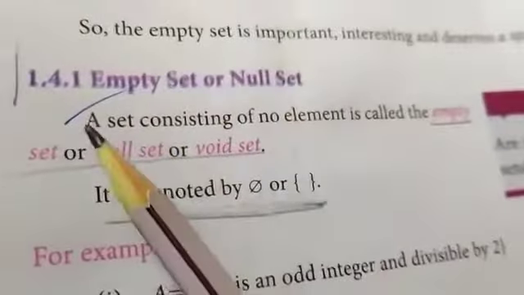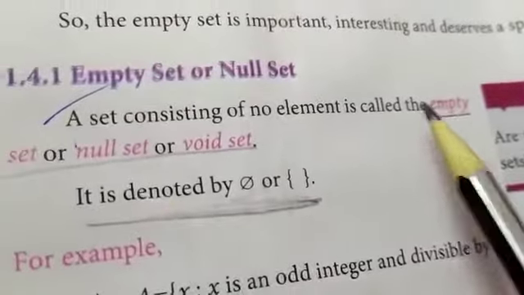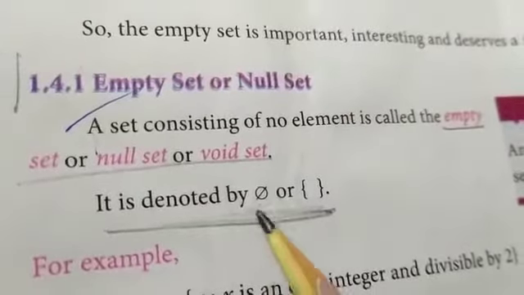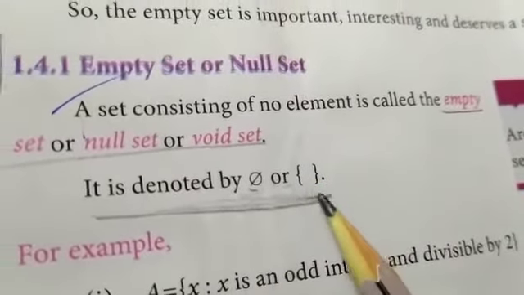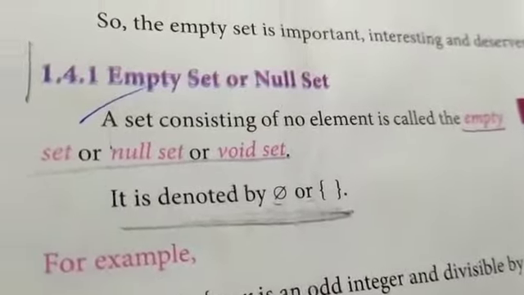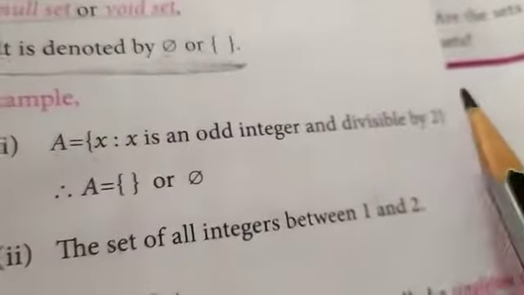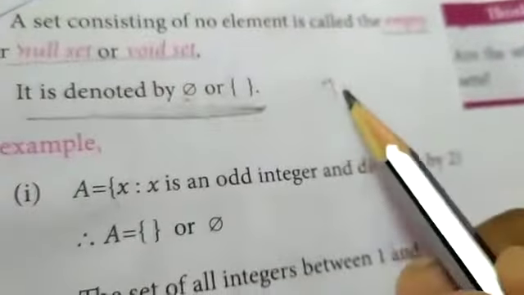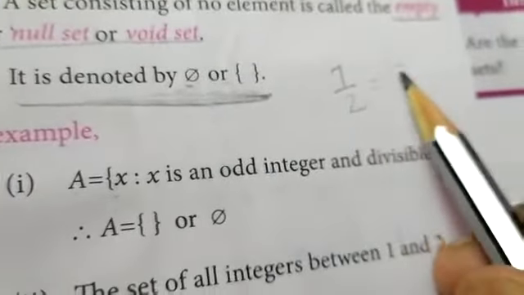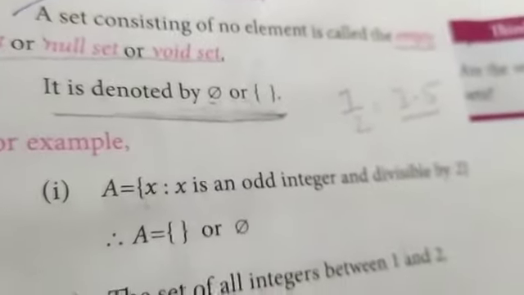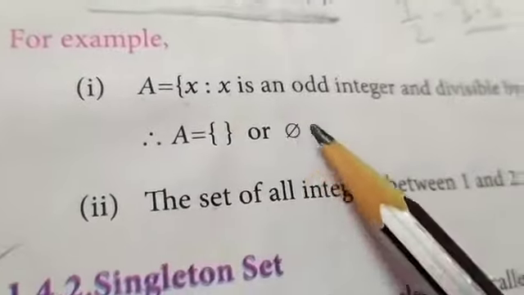So, empty set or null set. A set consisting of no element is called the empty set or null set or void set. It is denoted by the symbol phi, or by brackets with no number or no symbol inside. For example, let A equal to x, where x is an odd integer divisible by 2. Let x be 7 and we are dividing it by 2. But you get 3.5. But decimal numbers are not considered as integers. You should have only integers in the set. Therefore, A is a null set or phi set.